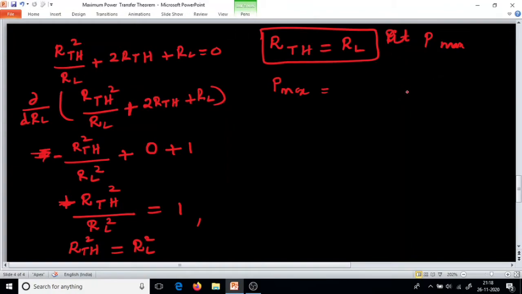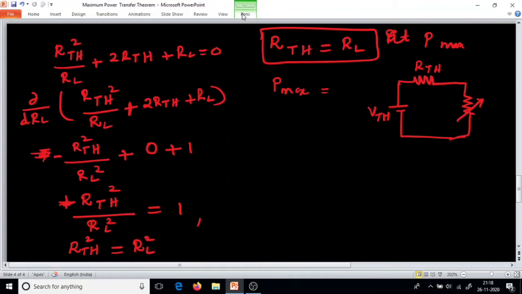A source network can be replaced with a Thevenin equivalent circuit. That is, this is RTH and this is the load we have varied. This is RL we have varied. Now we found that when RTH equal to RL, maximum power is transferred.